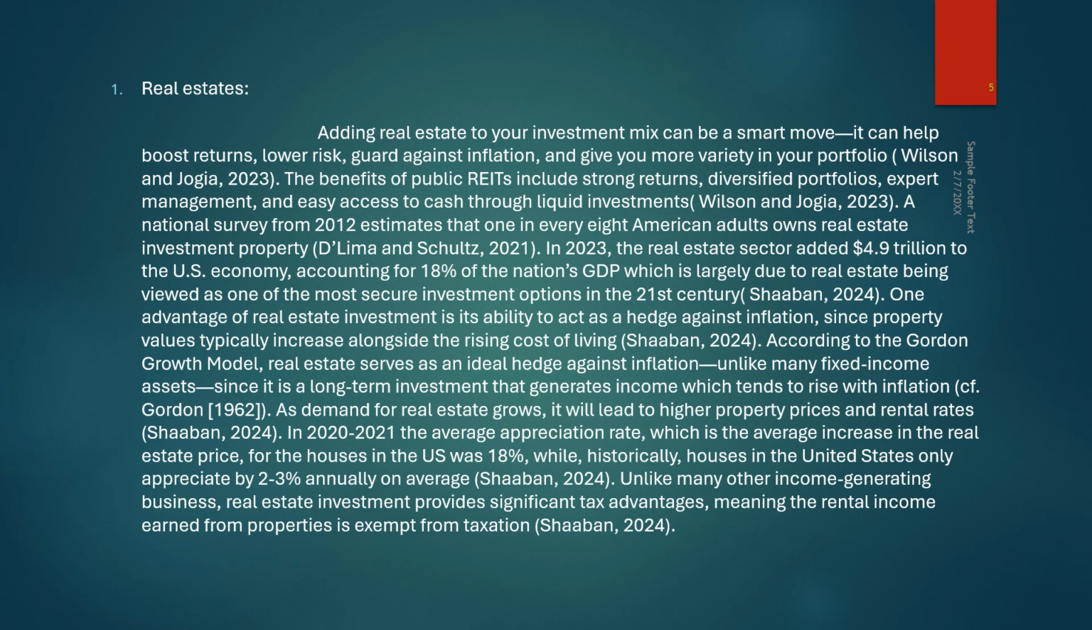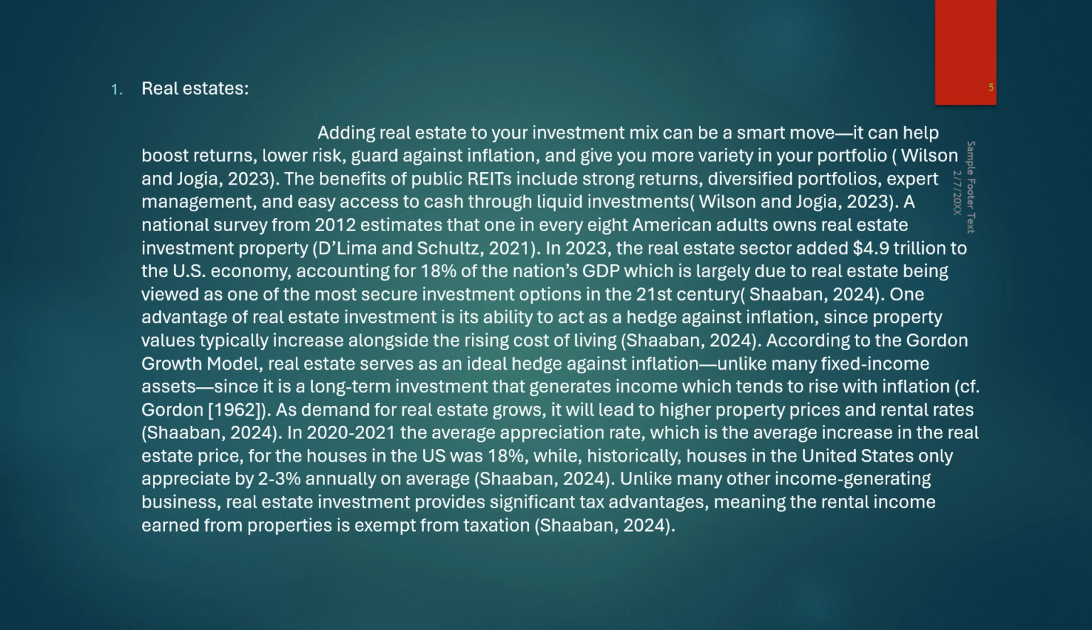The real estate sector added 4.9 trillion to the US economy, accounting for 18% of the nation's GDP, which is largely due to real estate being viewed as one of the most secure investment options in the 21st century. One advantage of real estate investment is its ability to act as a hedge against inflation, since property values typically increase alongside the rising cost of living.